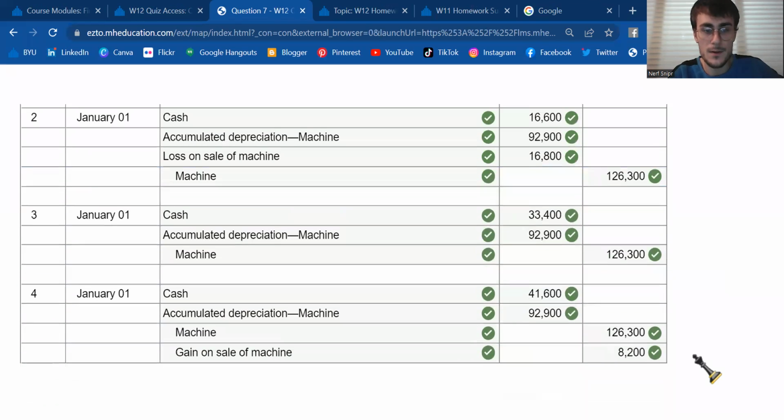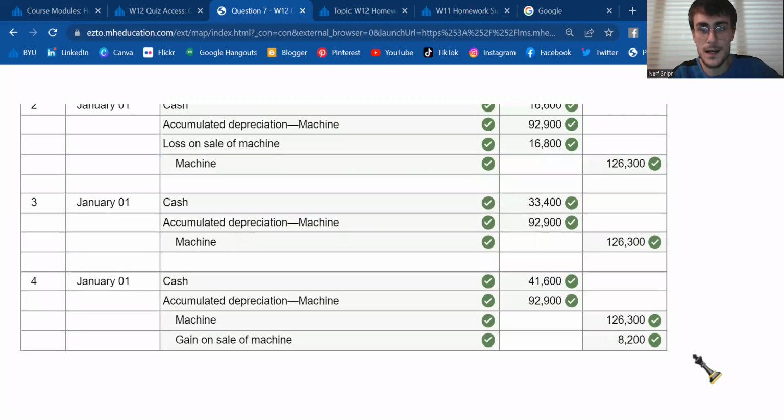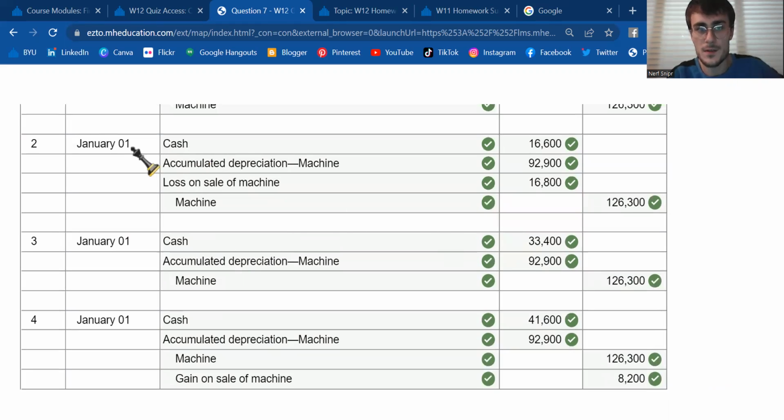And then for the last one, this is basically the same thing but more complicated than the last one that we just did. So you have your cash, your accumulated depreciation, the cost of the machine, and then the gain on the machine sale. It's actually very similar to number 2 up here, but this time, instead of finding the loss on a sale, we're finding the gain on a sale, and that ended up being $8,200. So yeah, it's not too hard.